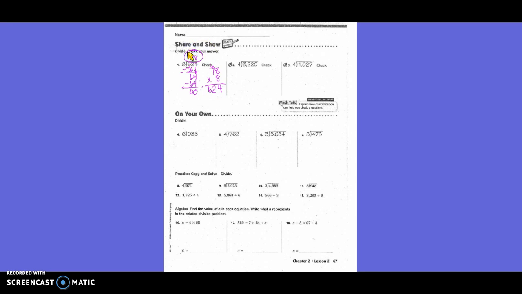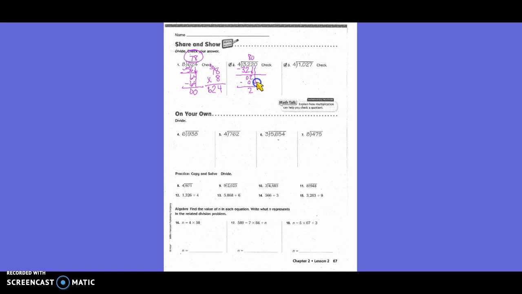Can 4 go into 3? No. 4 into 32? Yep. How many times? 8. 8 times 4 is 32. 32 minus 32 is 0. Bring down my 2. Can 4 go into 2? No. So 0. 0 times 4 is 0. 2 minus 0 is 2.